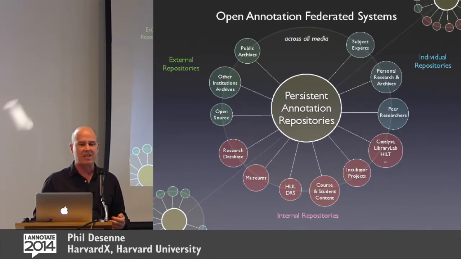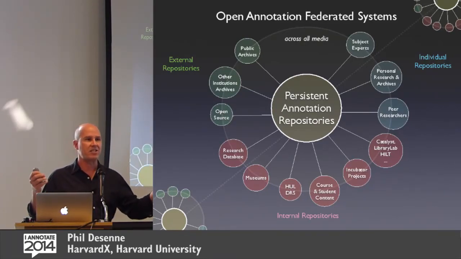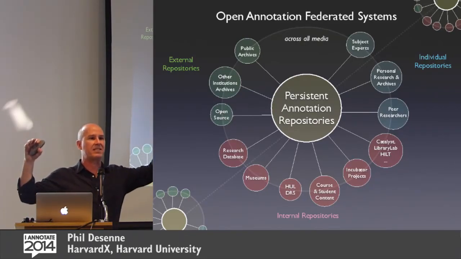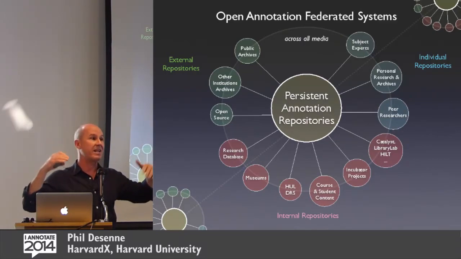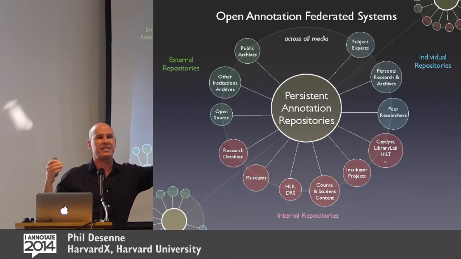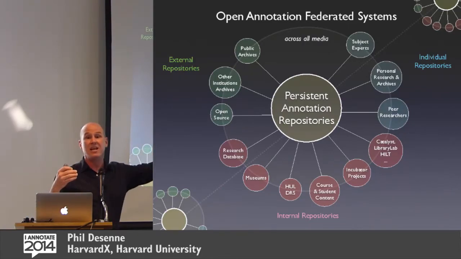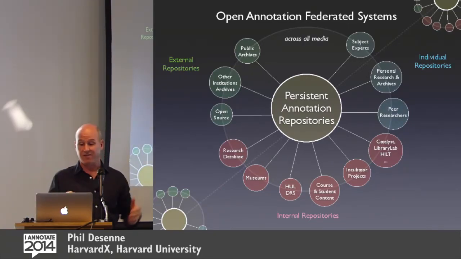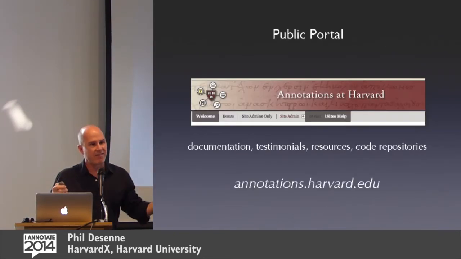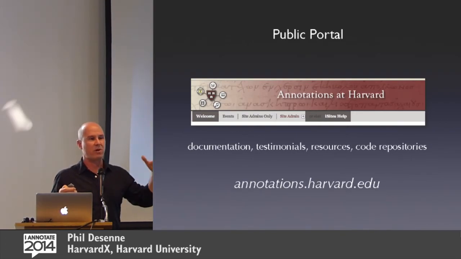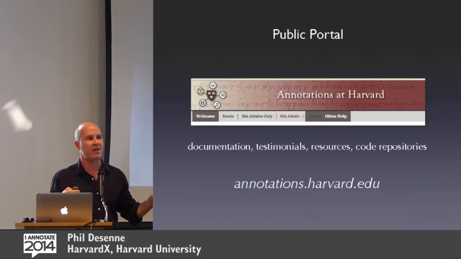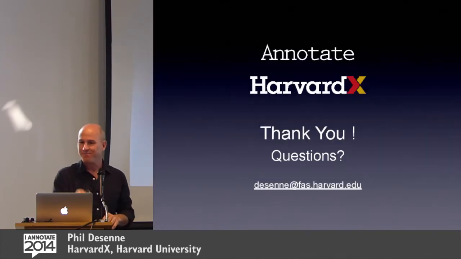And how do we work with this? We need to think about open federated annotation systems, where different annotation databases can talk to each other and interoperate, and I can discover, let's say, annotations at Yale, annotations at Princeton, annotations at Hypothesis, and bring all that content together. And we have a public portal if you want to look at what we have been doing and some of the information we aggregate in there. And that's about it. Thank you.